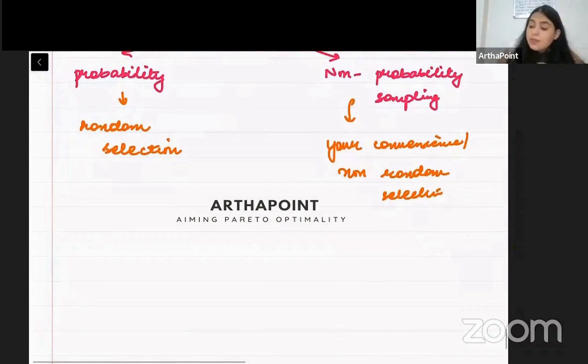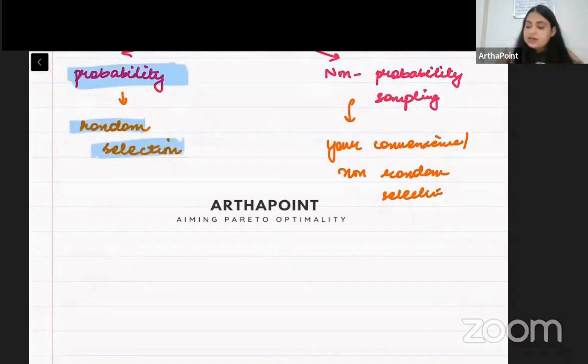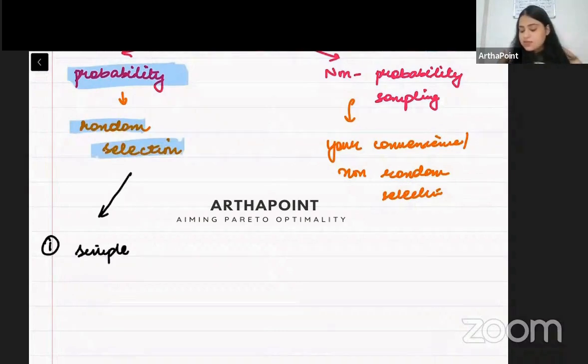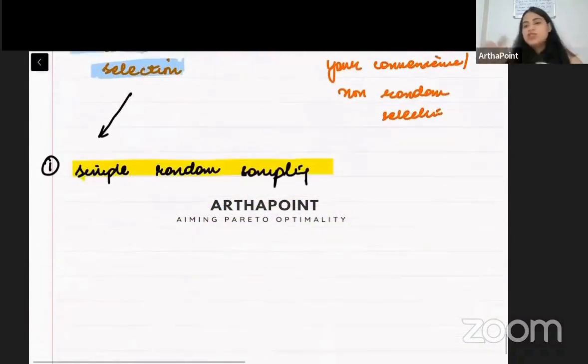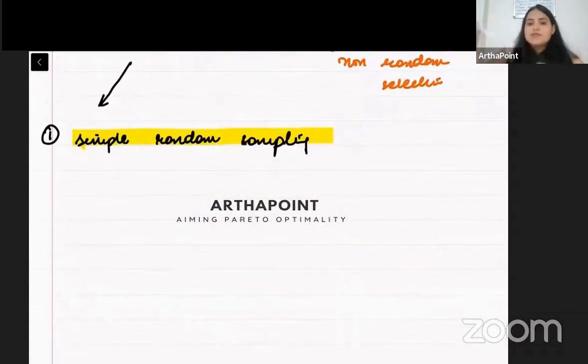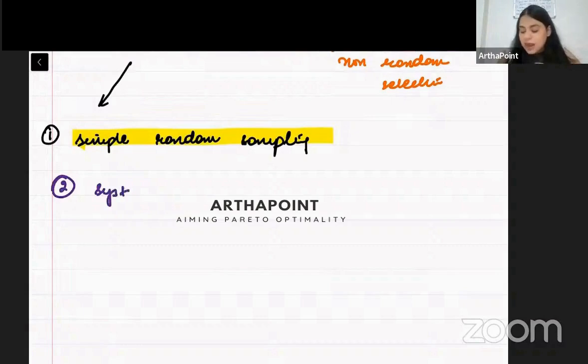So within this probability sampling, where you are collecting randomly, the first method that you have is called simple random sampling. And this simple random sampling is what we just studied: just number people and randomly draw people through a lottery system. That is simple random sampling. The second sampling that you have, beta, is called systematic sampling.